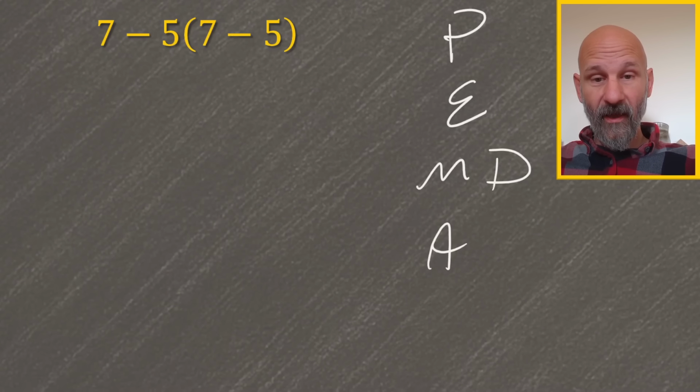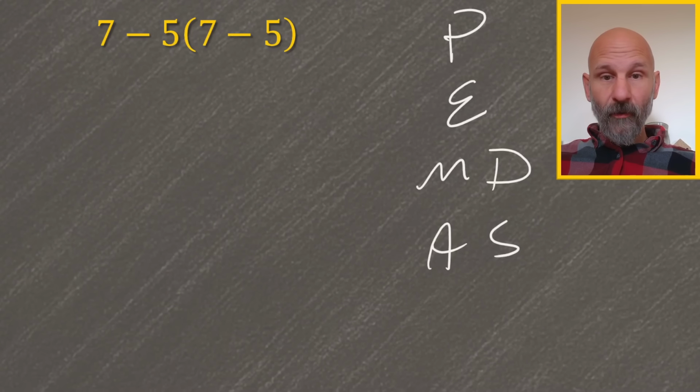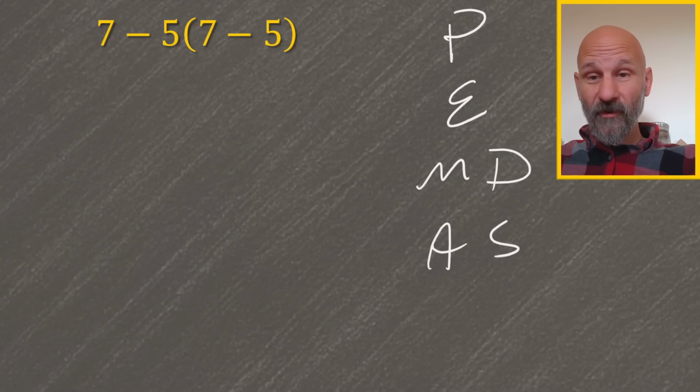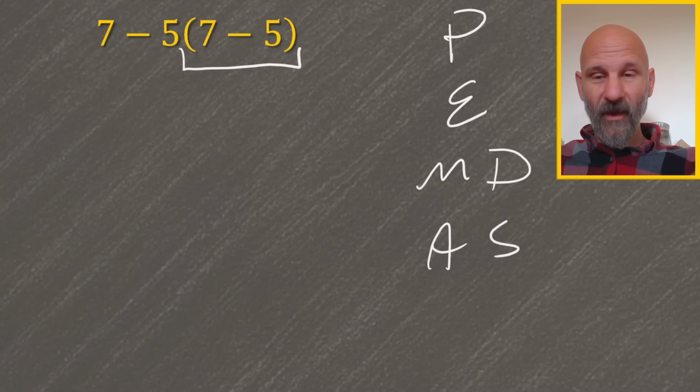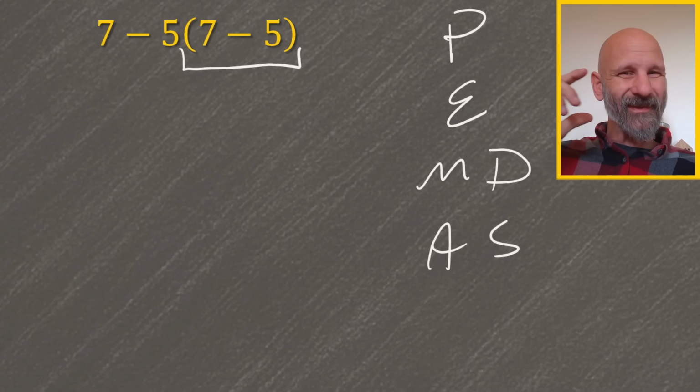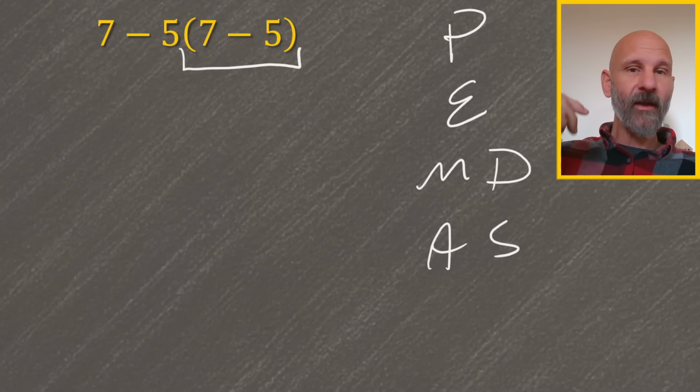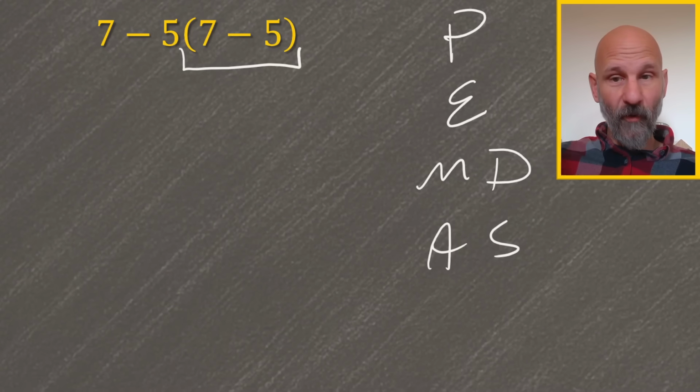So remember, for PEMDAS or BEDMAS, BODMAS, whatever you want to call it: parentheses, exponents, multiply, divide, and then add, subtract. So in this case, you do want to start with parentheses first. This is one of those ones where, because there are multiple parentheses and it looks confusing, slow down. Okay, start with parentheses first.